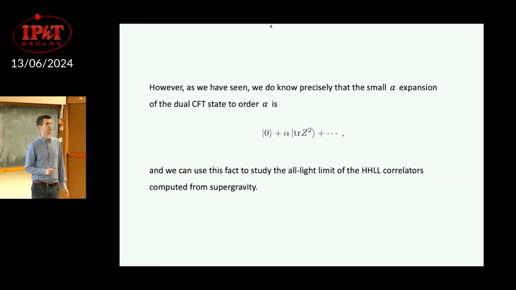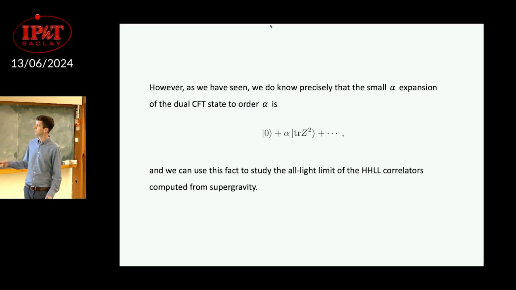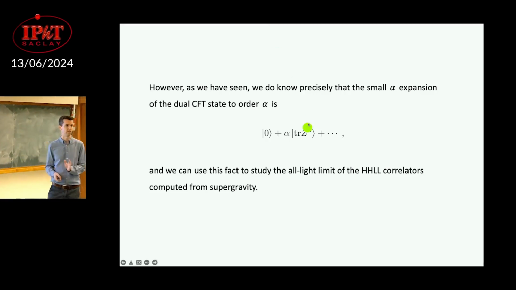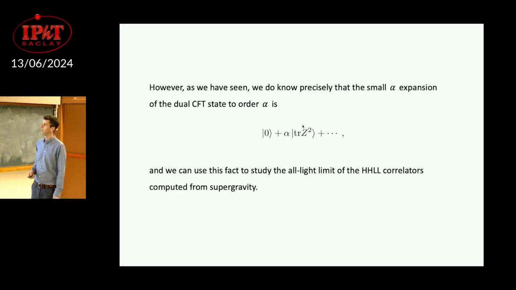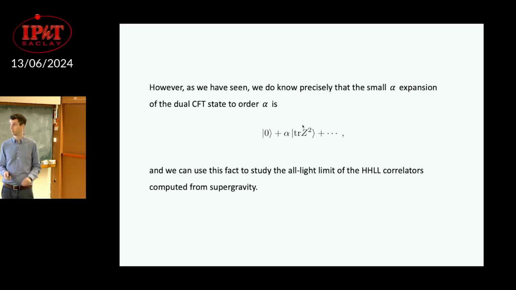However, what we do know precisely is the small alpha limit. So I showed you the order alpha fields. They're precisely the fields of a particular chiral primary, which is trace z squared. So the perturbative expansion of the heavy state in alpha is known explicitly. And we can use this fact to study the all light limit of the heavy light correlators computed from supergravity.